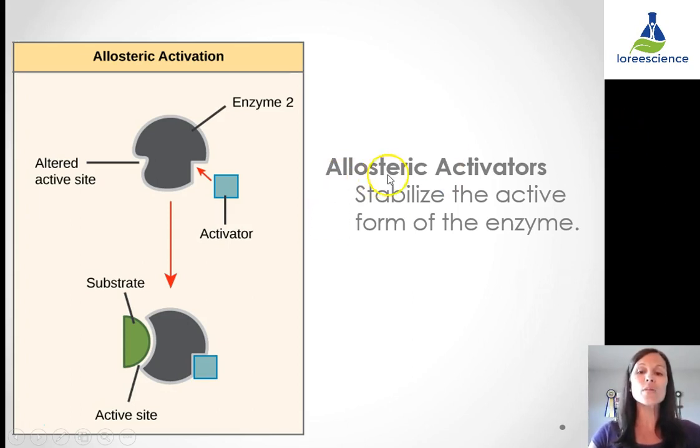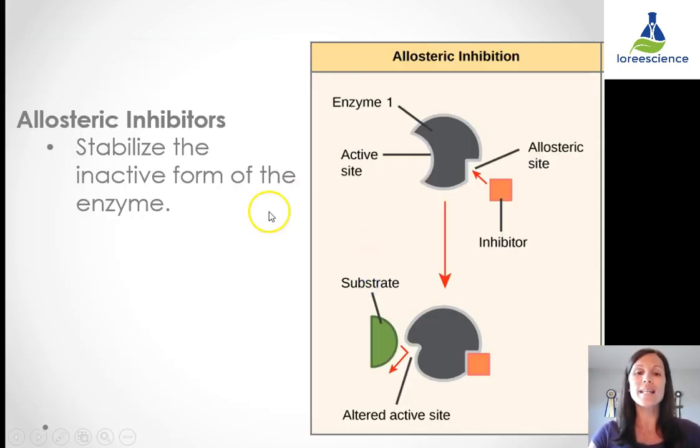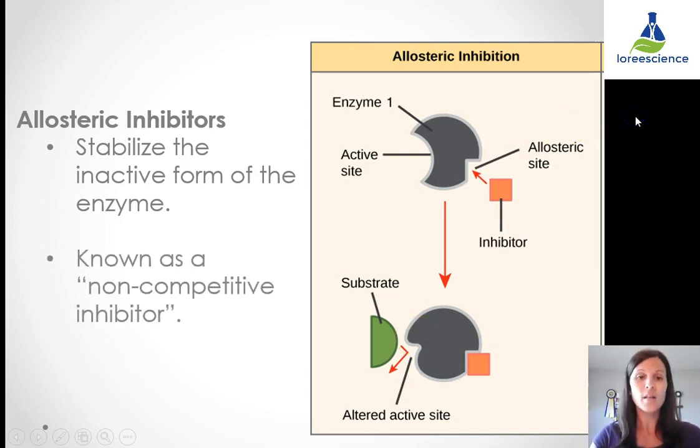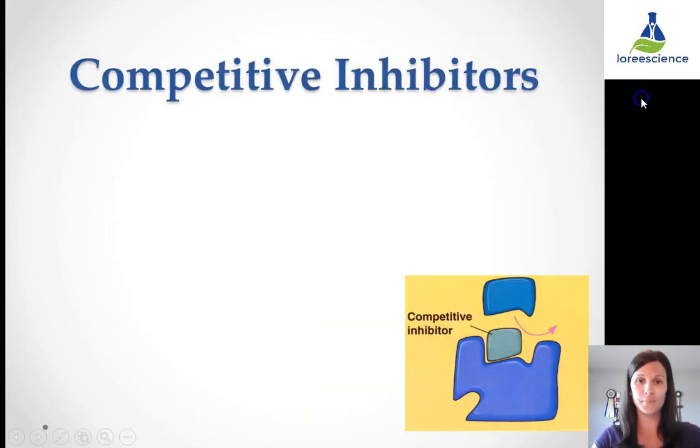If we look at an allosteric activator, it means that a molecule will bind to the allosteric site and will change the shape of the enzyme such that the active site will fit the substrate. Whereas with an allosteric inhibitor, the inhibitor will bind to the allosteric site, and this changes the active site shape so that the substrate can no longer bind. This is known as a non-competitive inhibitor because it is not competing at that active site with the substrate.